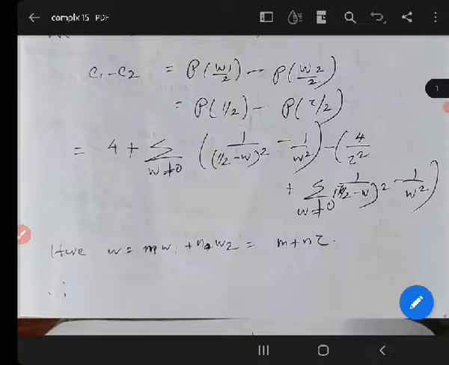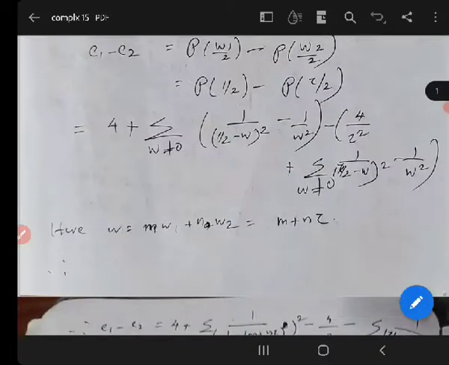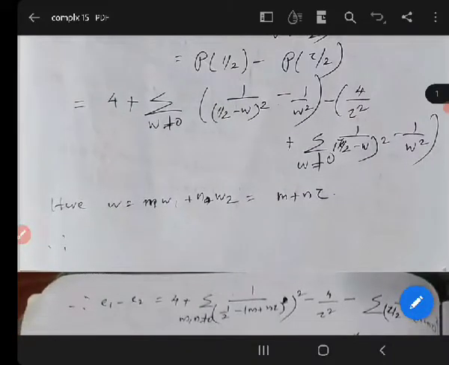4 plus summation over omega not equal to 0 of 1 by (1 by 2 minus omega) whole square minus 1 by omega square, minus 4 by tau square, plus summation over omega not equal to 0 of 1 by (tau by 2 minus omega) whole square minus 1 by omega square, where we simply replace z in the P function by 1 by 2 and tau by 2, that's all.